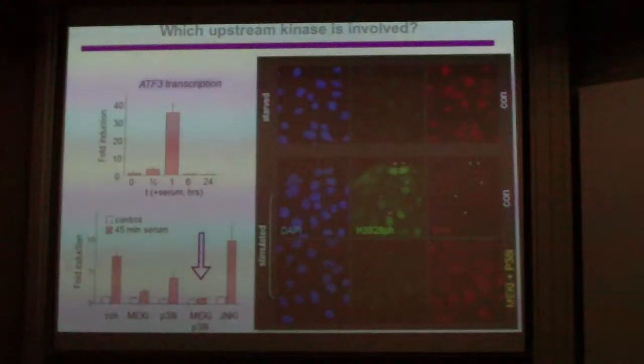And then the next question would of course be, this indicated that potentially MEK and P38 inhibitors have a different effect.